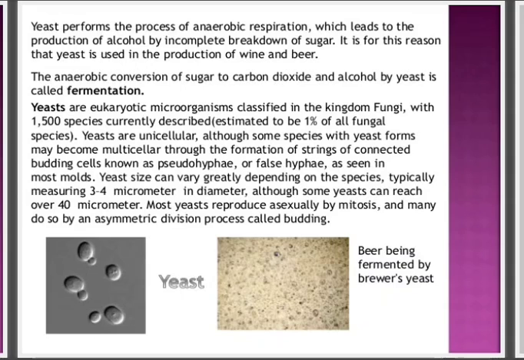Yeast are unicellular, although some species with yeast forms may become multicellular through the formation of strings of connected budding cells known as pseudohyphae, or false hyphae. As seen in most molds, yeast size can vary greatly depending on the species, typically measuring 3 to 4 micrometers in diameter, although some yeast can reach over 40 micrometers. Most yeast reproduce asexually by mitosis, and many do so by an asymmetric division process called budding.